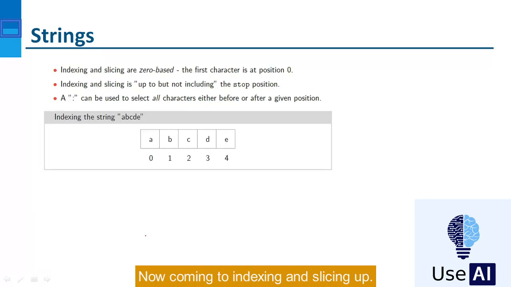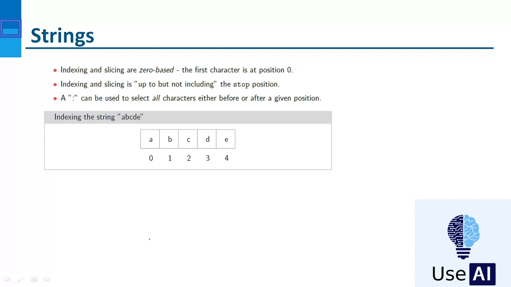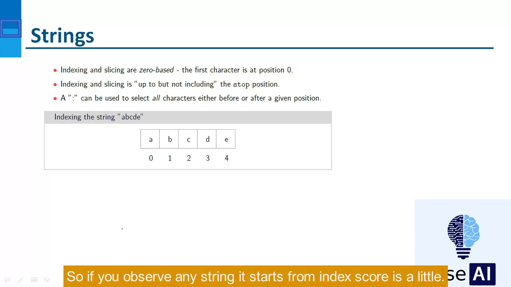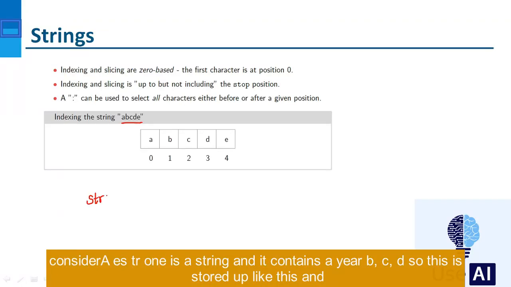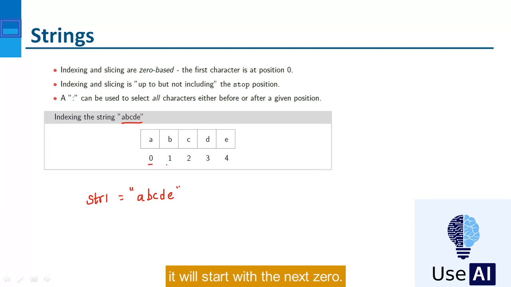Now coming to indexing and slicing. If you observe any string, it starts from index 0. Let us suppose A, B, C, D, E. Consider str1 is a string and it contains A, B, C, D, E. So this is stored like this, and it will start with index 0, then 1, 2, 3, 4 like this.